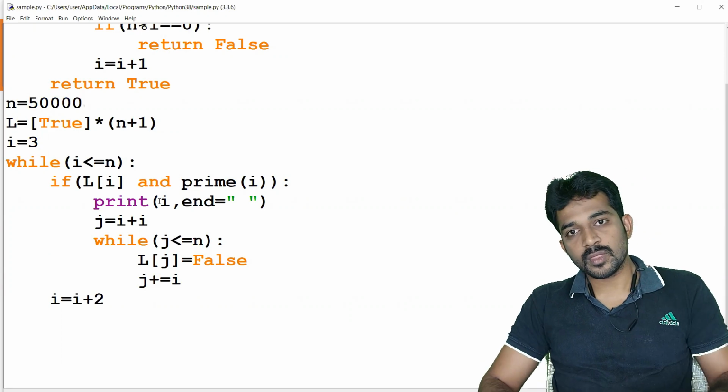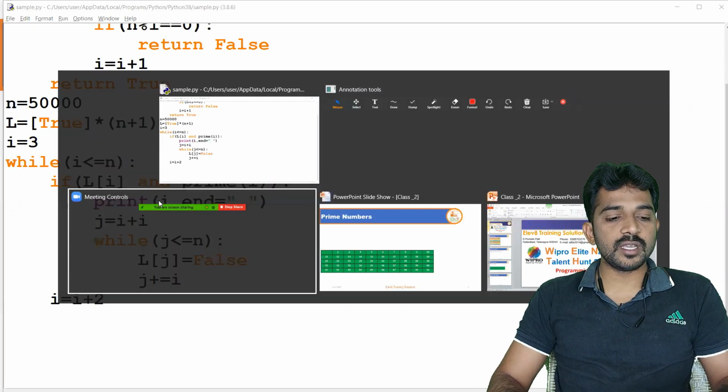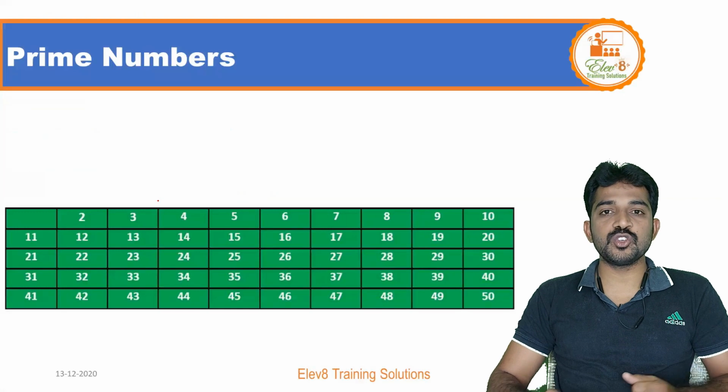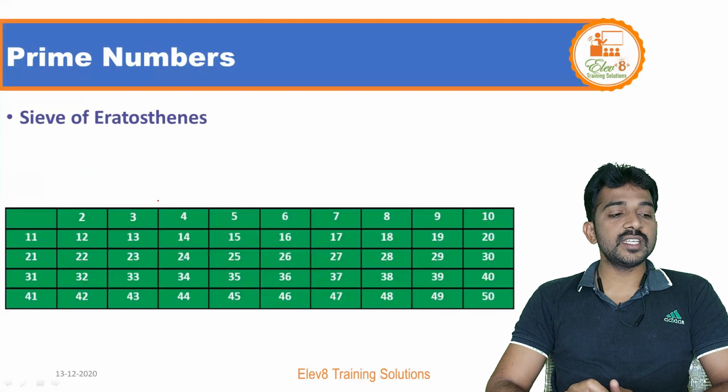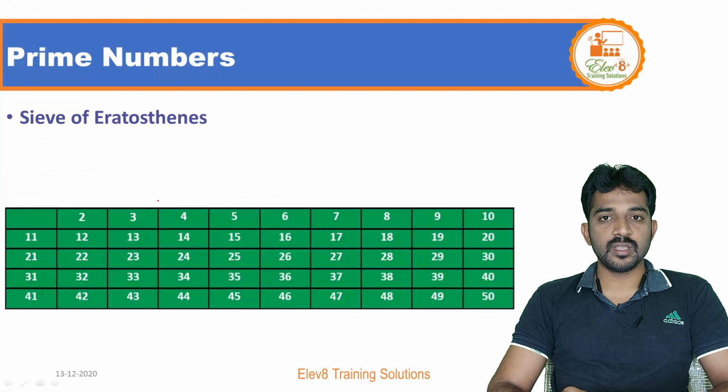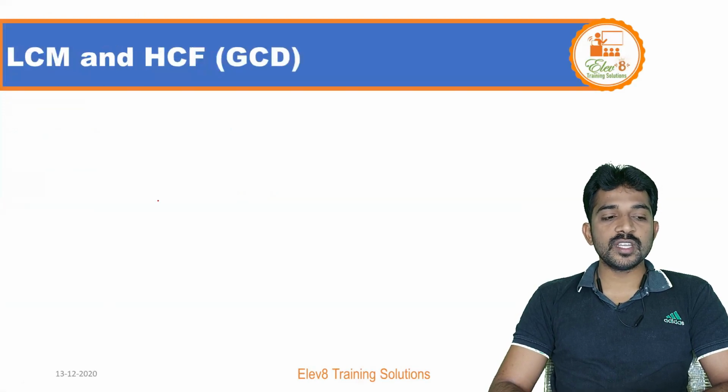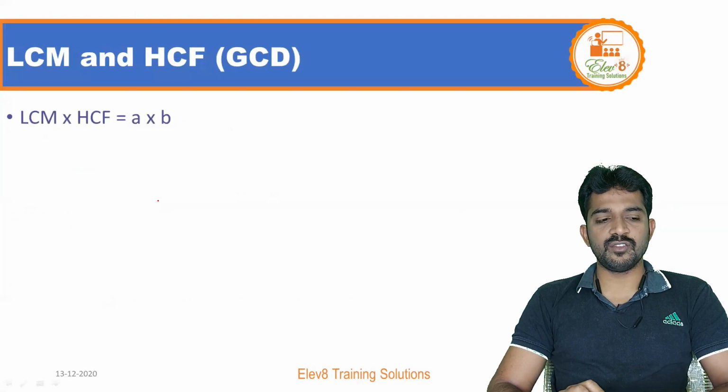Is this clear? Okay, so this is the way to find the prime numbers. This is the best method to find the prime numbers, right? This method is called the Sieve of Eratosthenes. And after that, LCM and HCF. You know, this is the formula for LCM and HCF. If you know the HCF, you just find A into B, then you can find the LCM, and vice versa. Please note that.